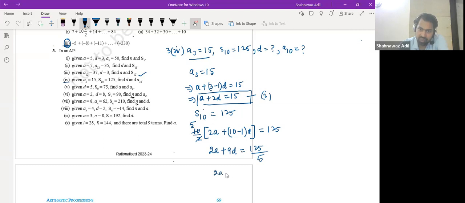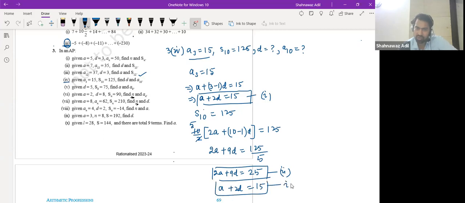So 2A plus 9D is how much? This is 25. So you have the second equation, right? So you have this equation first and second. So please solve these two equations and find out what would be A and D. Linear equations we have already done. So please solve these two equations and tell me what would be A and D.